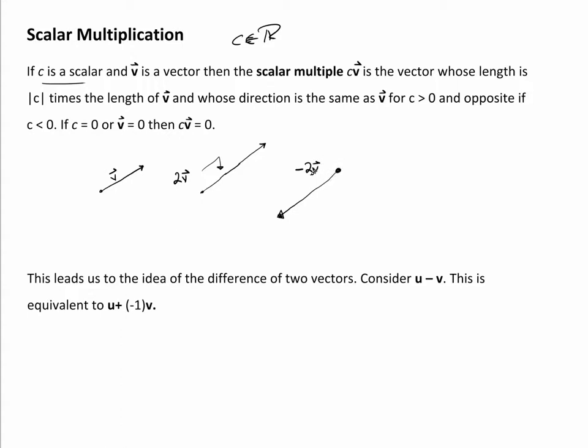Now this idea leads us to the idea of being able to subtract vectors, the difference between two vectors. So if I have vector u and I want to subtract vector v, this is equivalent to taking u and adding -1 times vector v. So let's take a look at u. See, that's vector u. And I want to add to it vector v. So let's say that this is vector v.